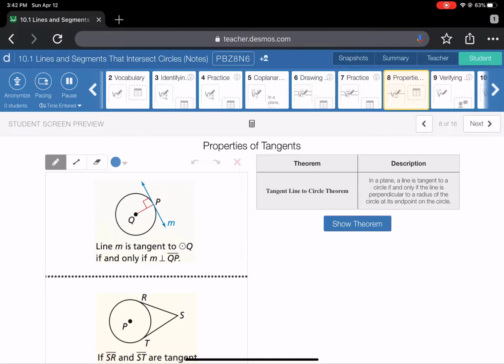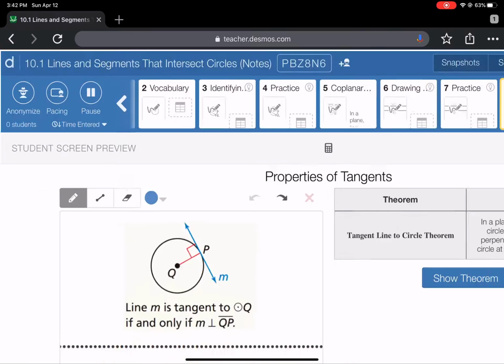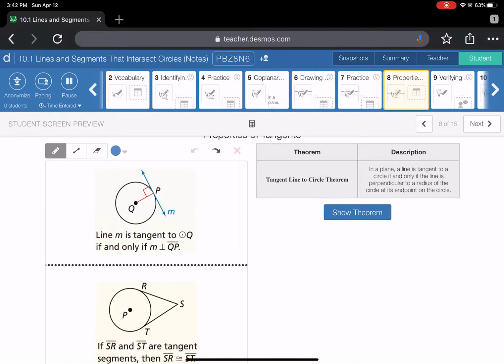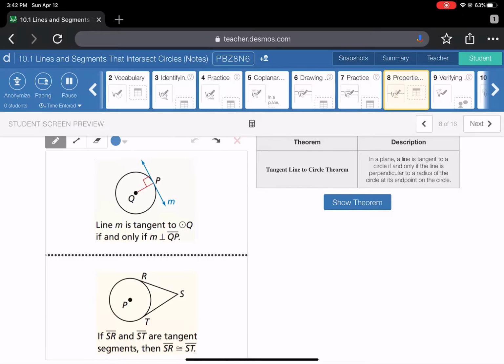So basically what that means is if I can draw a tangent line, and this line right here, M, if that's the tangent line, in order for that to be the tangent, it has to create a 90-degree angle with the radius of the circle. So remember that the radius is from the center to the outside of the circle. So if I have a radius, in order for this line M to be tangent, it has to create a 90-degree angle. So that's our first theorem with circles and the lines that are related with the circles.